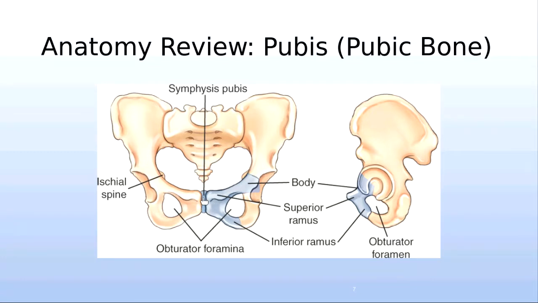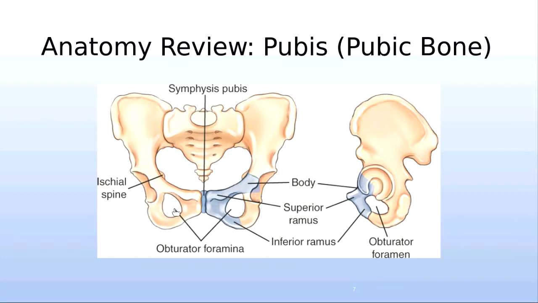Again, we tend to use the pubic symphysis as a landmark also for the abdomen. It correlates to the inferior portion of the abdomen. And then we have the obturator foramen. Again, all three of the bones, the ilium, the ischium, and the pubic bone, form the acetabulum, which accepts the hip joint.